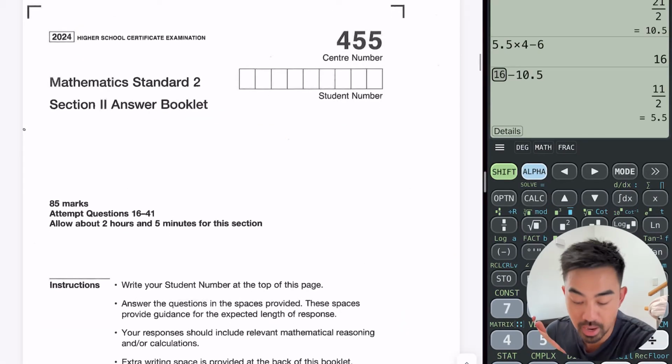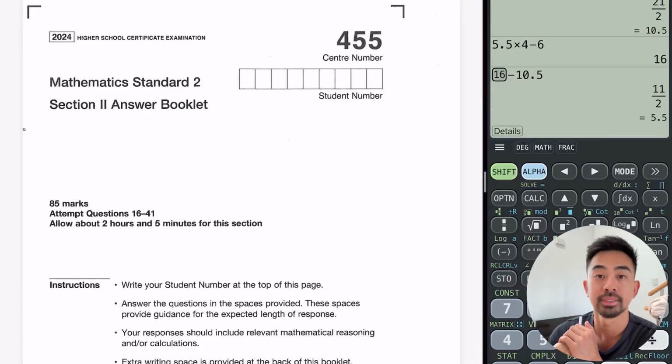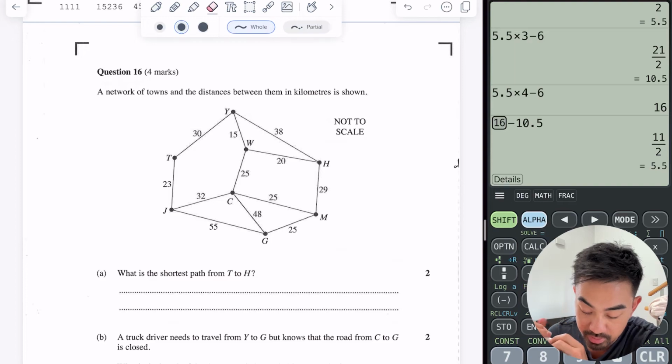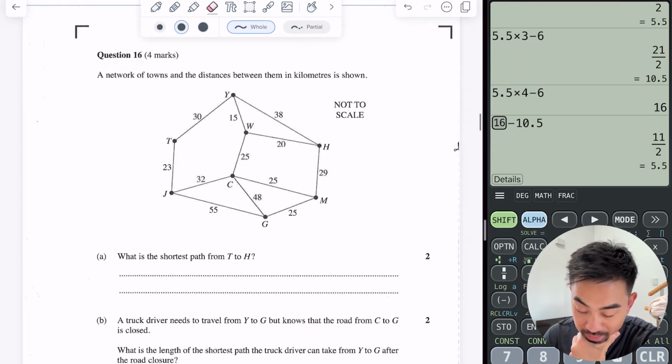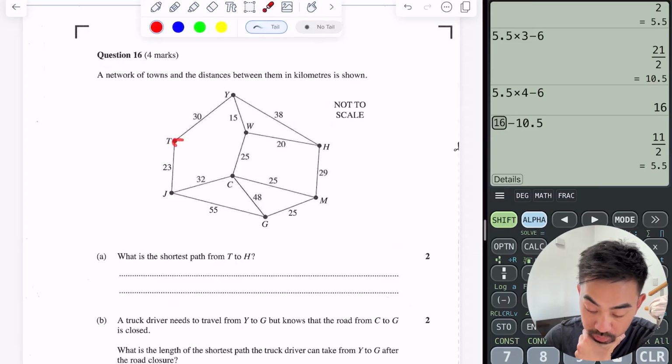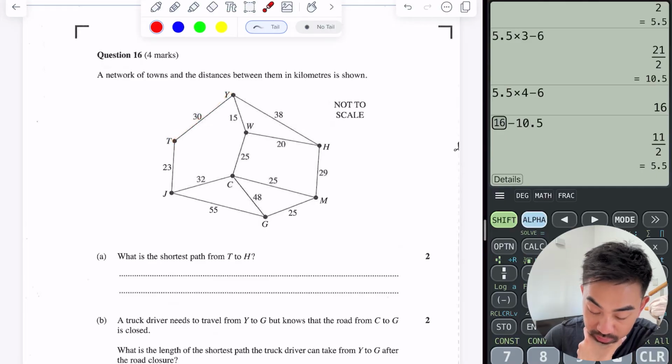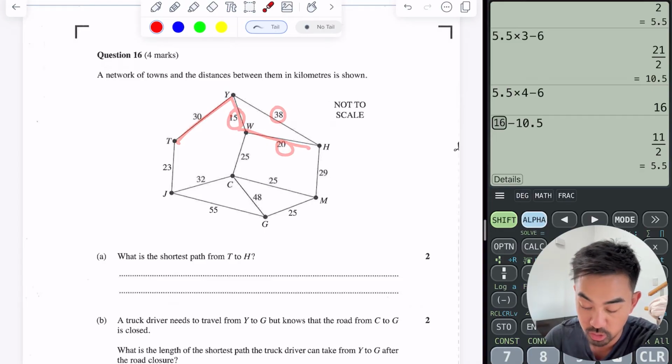All right, we made it to section 2. So let's keep going. All right, 16. A network of towns and the distances between them in kilometers is shown. What is the shortest path from T to H? Okay, so I'm trying to get from T to H here. Let's say I go up here. I get 30. Now I either have 38 or I can go down here. That's 15 plus 20. That's 35, so cancel that.